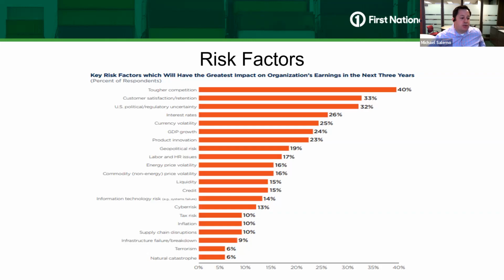Wanted to share this little survey that came out, and it said key risk factors that went out to CFOs and treasurers of what are going to be the biggest challenges on an organization's earnings over the next 3 years. So obviously competition, customer satisfaction. I think we're all focused on the customer experience. A lot of uncertainty around free trade agreements, interest rates, no surprise to anybody, but then currency volatility.